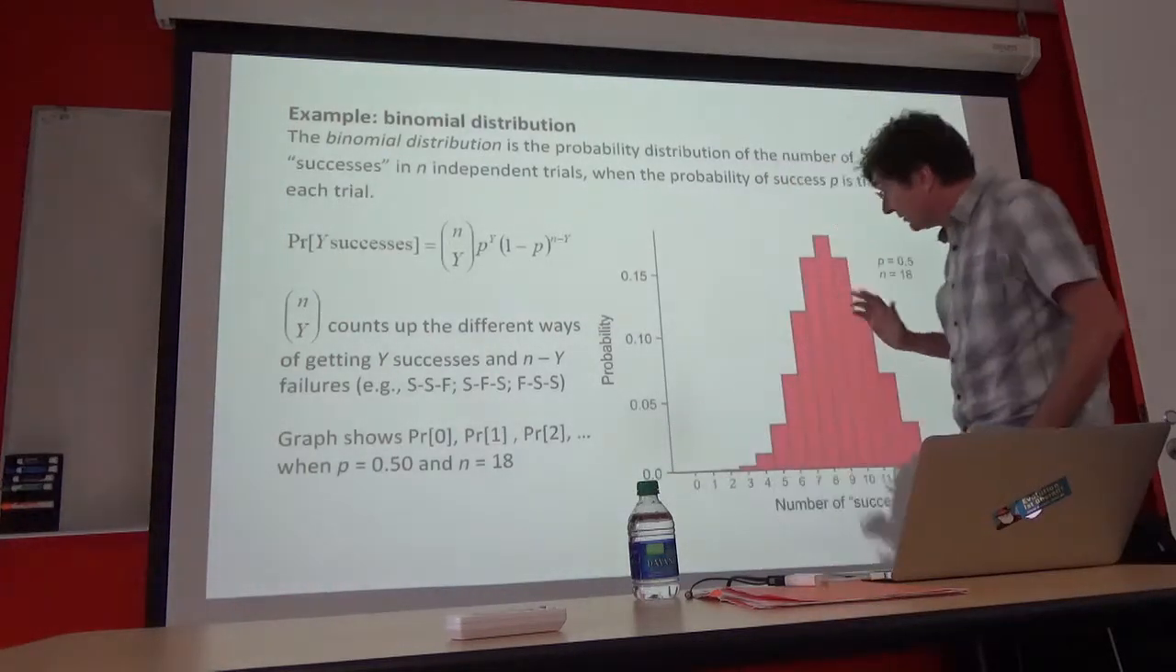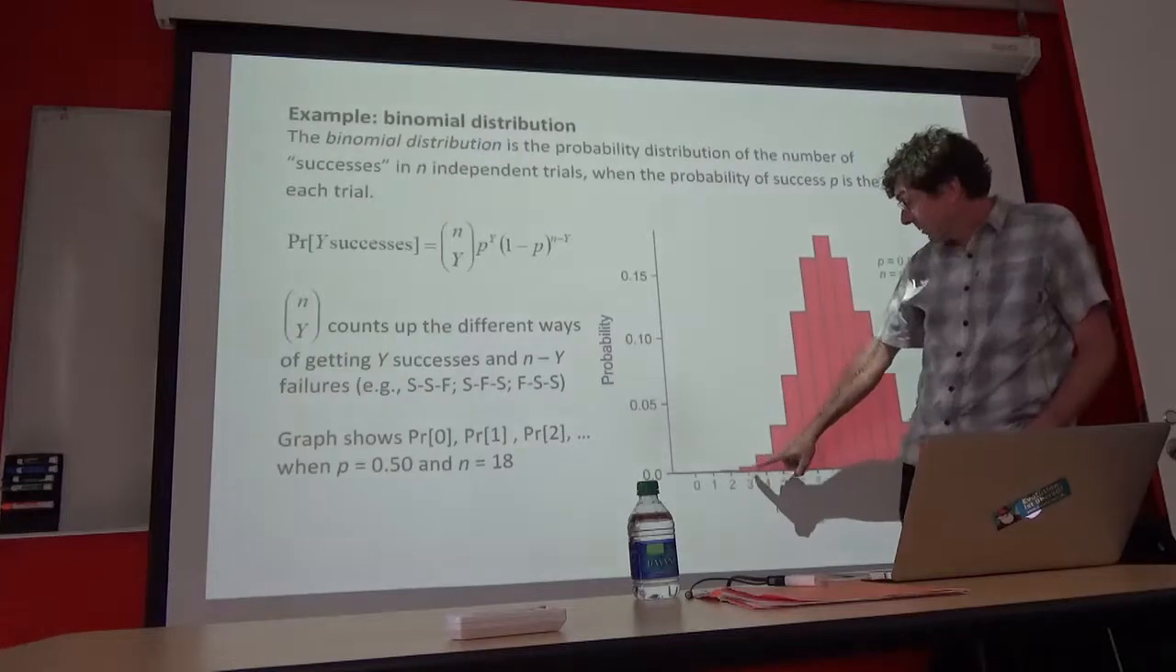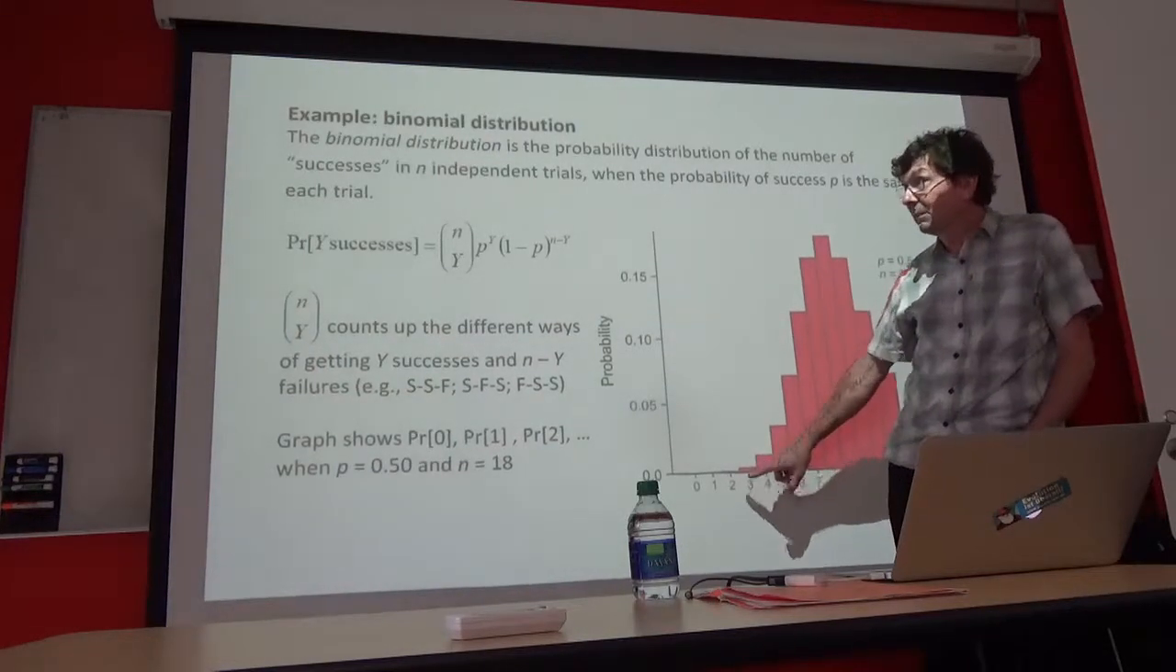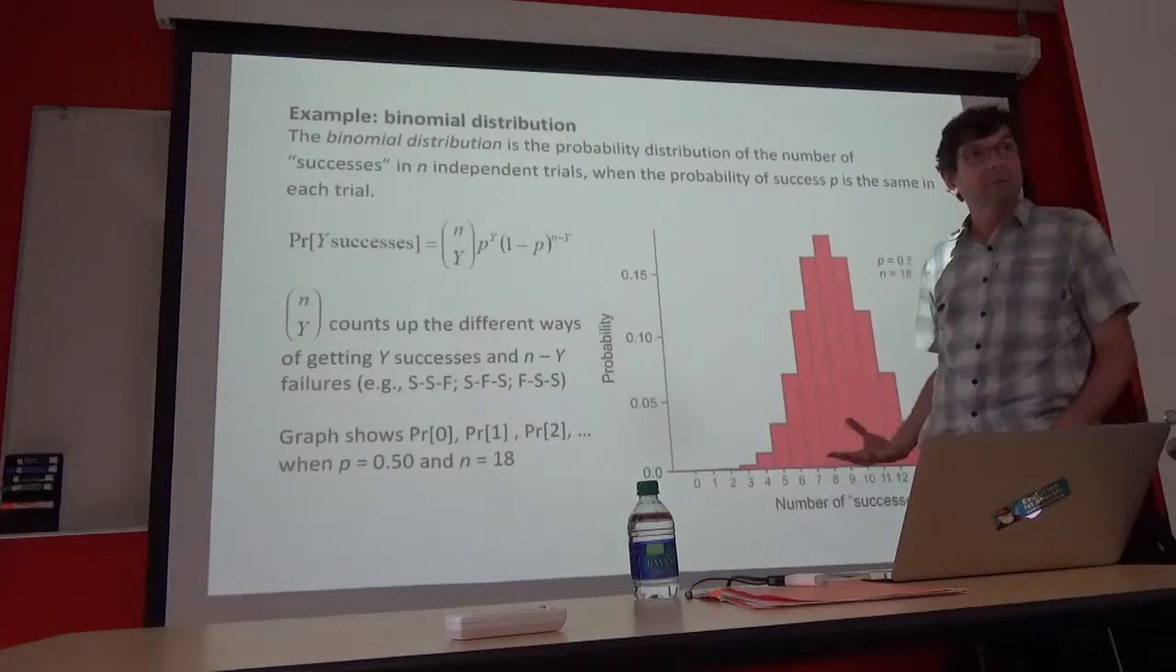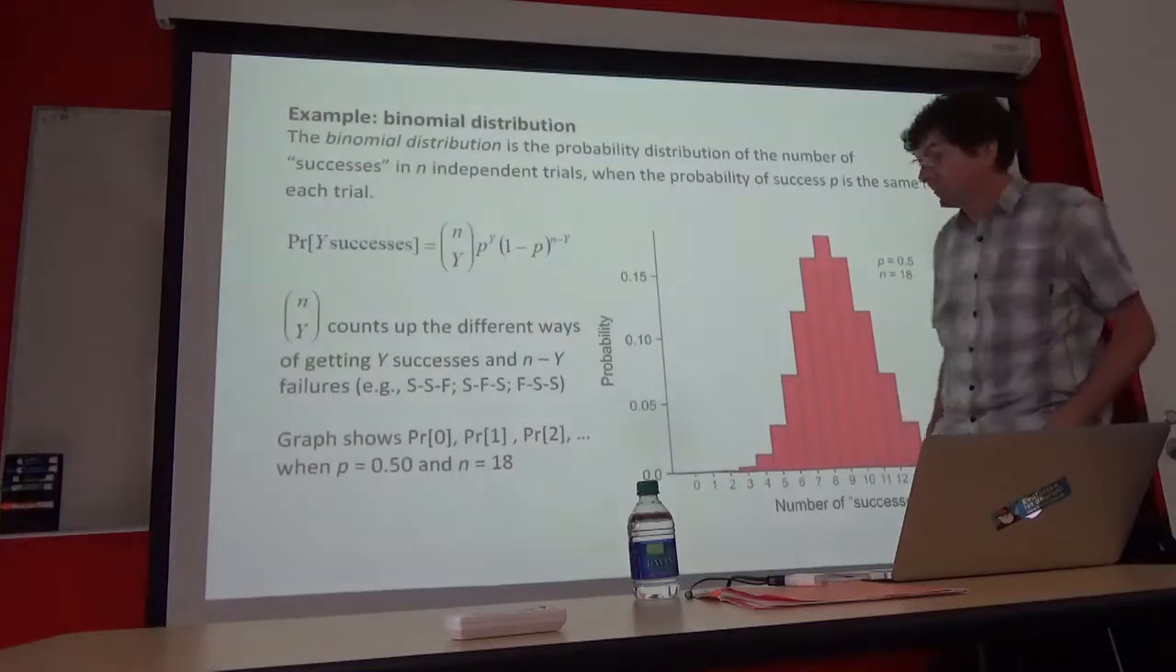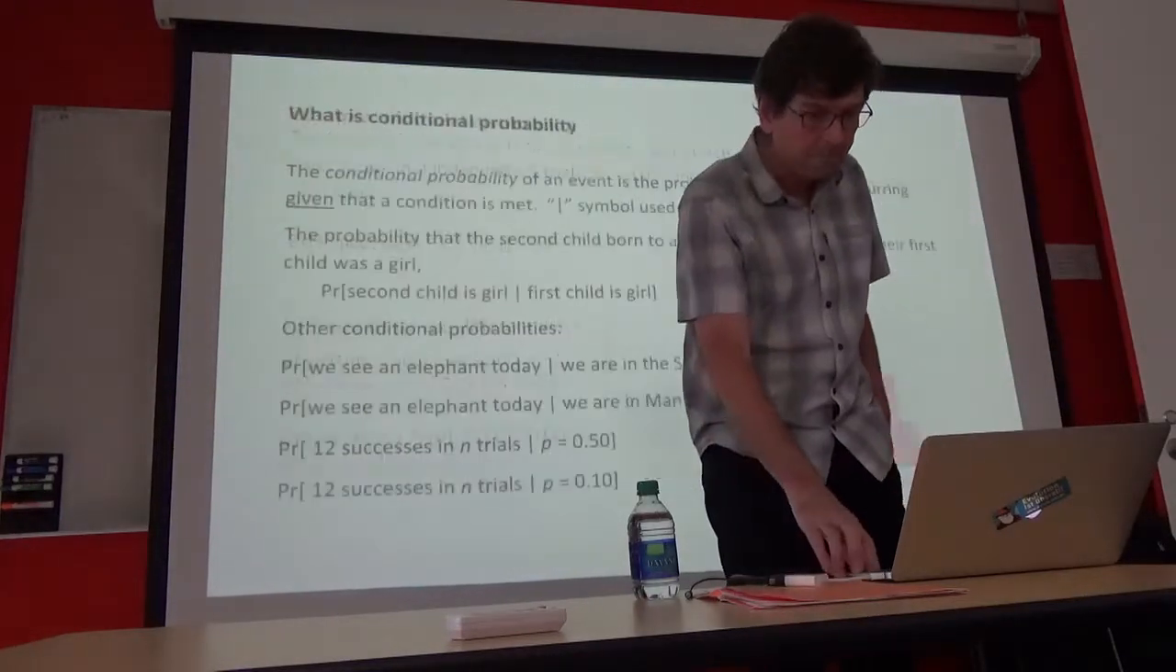And it's a probability distribution. This indicates the probability of getting exactly three successes in 18 trials when the probability is 0.5, and so on. So it tells you the probabilities of all the outcomes.